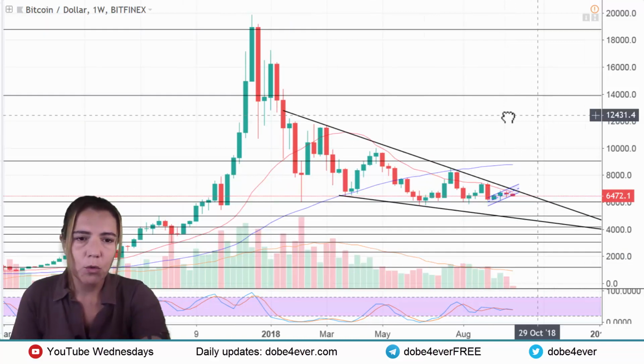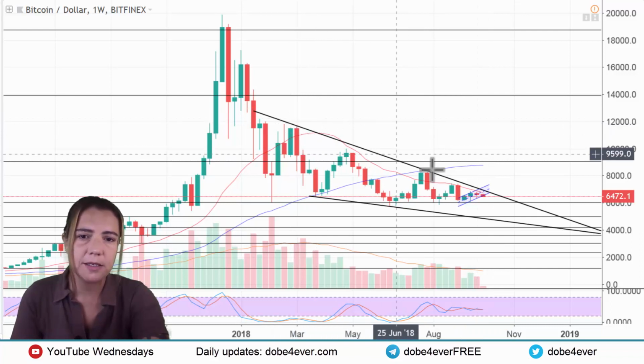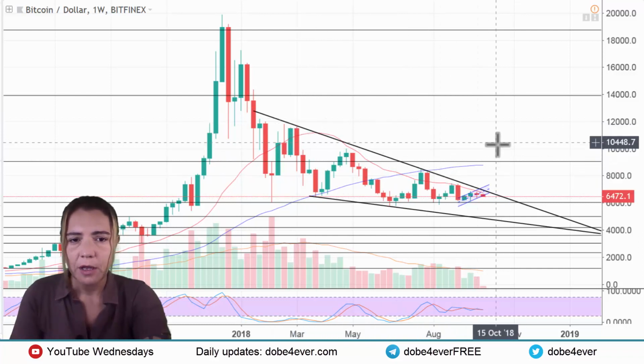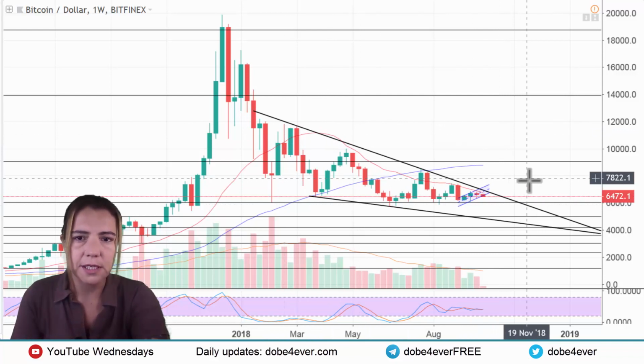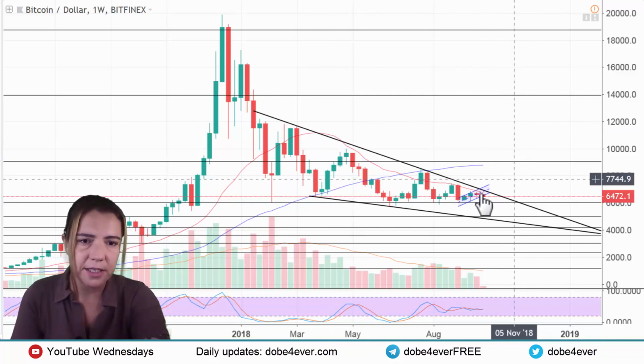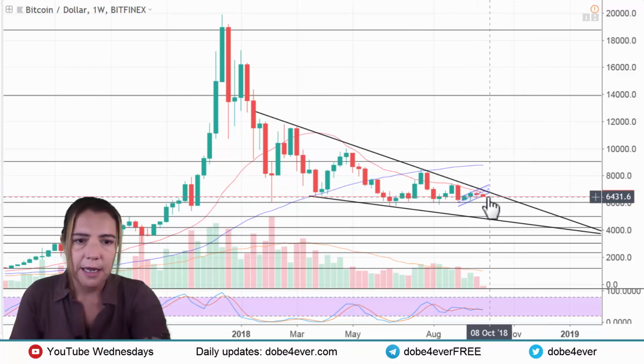But here on the weekly, we can see it's not only the 20-week moving average, it's also this major resistance from the top of this bearish triangle. So that's double resistance and very strong resistance. So yeah, it's bouncing off right now, getting rejected. So I'd say likely we go back down to $6,000 again and see what happens from there.